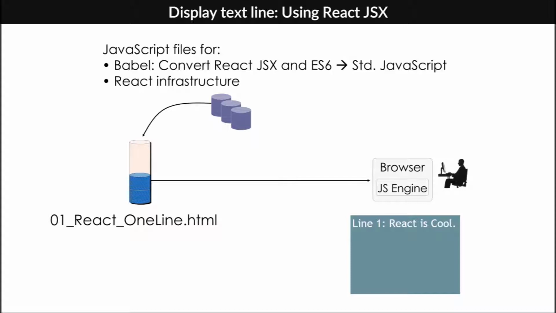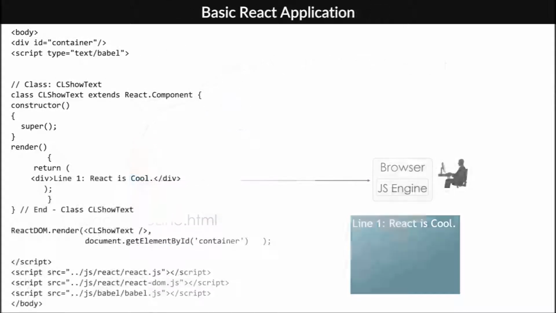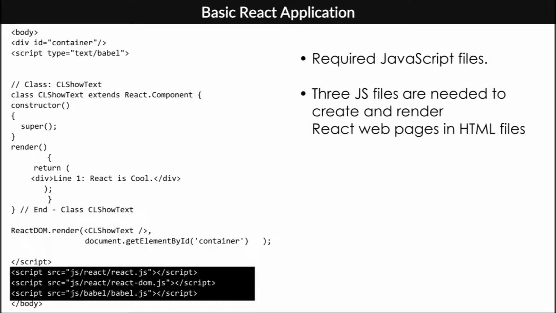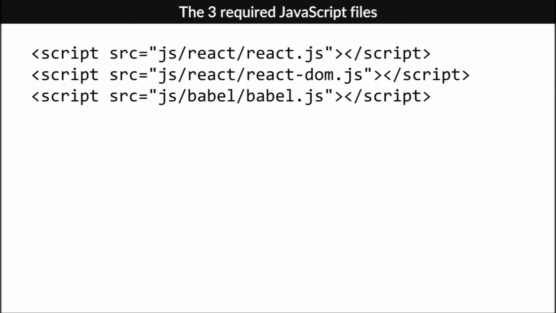So, in order to get this application to run, in fact, let me just show you the code. Here it is. This is the entirety of that application. I have a very simple React class called CL_showText. But the piece of interest in this video is down at the bottom. You need to get hold of 3 vital JavaScript files. In fact, they're all included in the download, but if you want to get different versions, you'll need to know where to get them from. Or more exactly, where I got them from.